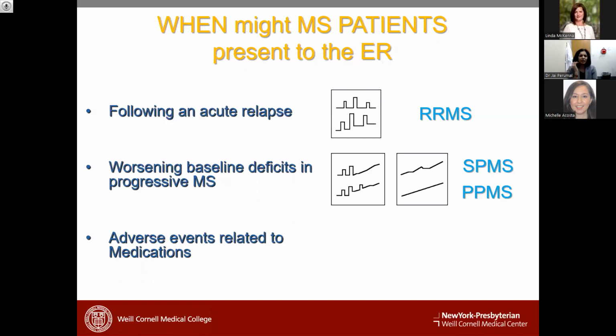So since many of you work in the hospital, I just put together a couple of slides as to when a patient might come to the ER or get admitted to the hospital. One is, if they have a really bad relapse, especially patients who are not diagnosed, they don't know what they have. So even if they have a milder relapse, they're going to come in because they don't know.